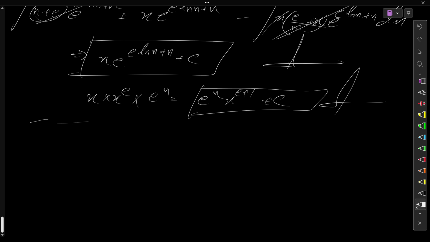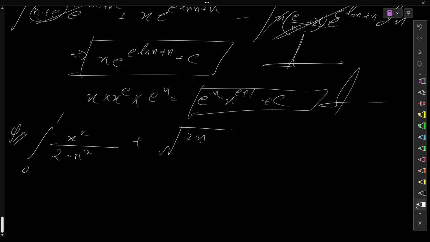Okay, now let us move forward. So the next question is to evaluate the integral from 0 to 1 of x square over 2 minus x square plus under the root of 2x divided by x plus 1 dx.